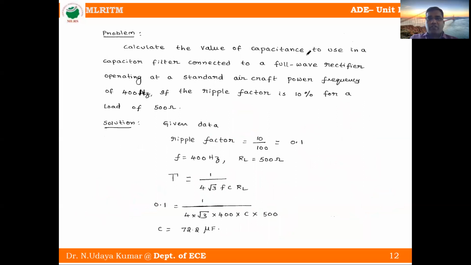We will see one problem, so you will understand clearly. Calculate the value of capacitance to use in a capacitor filter connected to a full wave rectifier operating at a sinusoidal aircraft power frequency of 400 Hz, if the ripple factor is 10% for a load of 500 ohm. Whenever data is given, write the given data. The ripple factor is given in percentage, 10%, so we write 10 by 100, we get 0.1 ripple factor. The frequency is 400 Hz. RL, the load resistance, is 500 ohm.